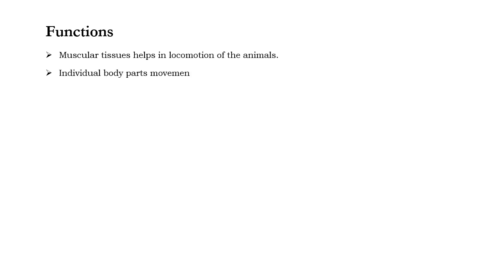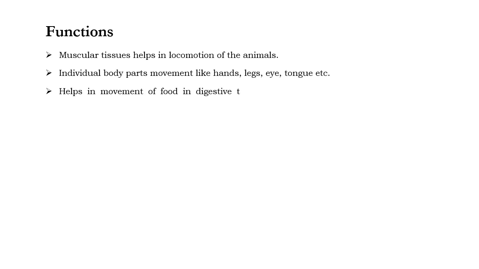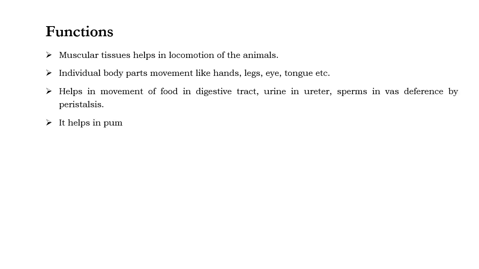Functions of muscular tissue. Muscular tissue helps in locomotion of the animals. Individual body parts movement like hands, legs, eyes, tongue, etc. Helps in movement of food in the digestive tract, urine in ureter, sperms in vas deferens by peristalsis. It helps in pumping the blood by beating of the heart. It helps in controlling the respiratory movement.